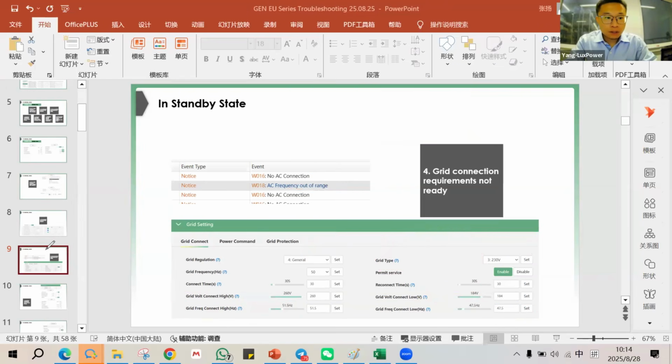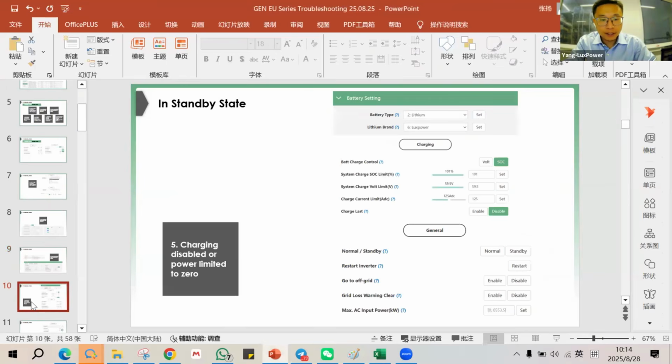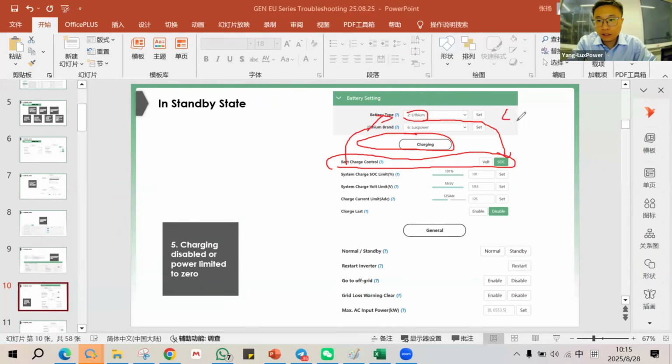Okay, so then the grid should be okay. So we go to the next step. The next step is charging the batteries, and we also have some important settings for the batteries. Here, in the settings or in maintenance, you can see the battery settings for charging. First of all, you choose SOC or voltage, depending on your battery type. If it's lithium, you choose SOC. If it's lead acid, you choose voltage.